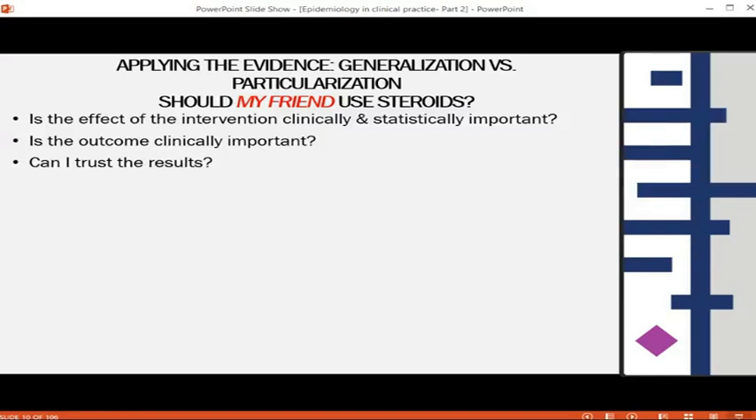So we know that if you use steroids, you reduce the risk of death by 39%, at the very least a 10% reduction in death. And this is a very important outcome for my friend. And we know the study was done well, so those results can be trusted. They're likely to be true results. What would be the other questions as clinicians we would like to know before we can advise my friend that, yes, go ahead and use steroids? Anybody?